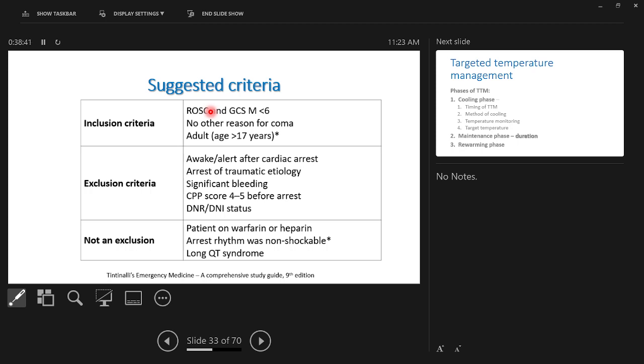Then we see if the patient is on anticoagulant therapy or has long QT syndrome. These are not exclusion criteria for TTM. While doing TTM we are giving hypothermia, and hypothermia can precipitate this condition. Initially it was thought that this may be a contraindication, but actually these are not exclusion criteria for TTM.